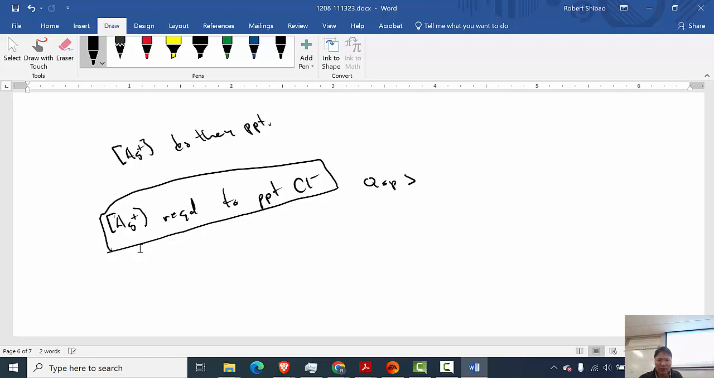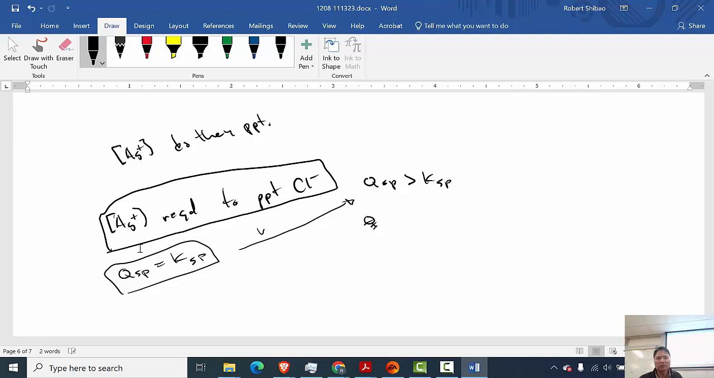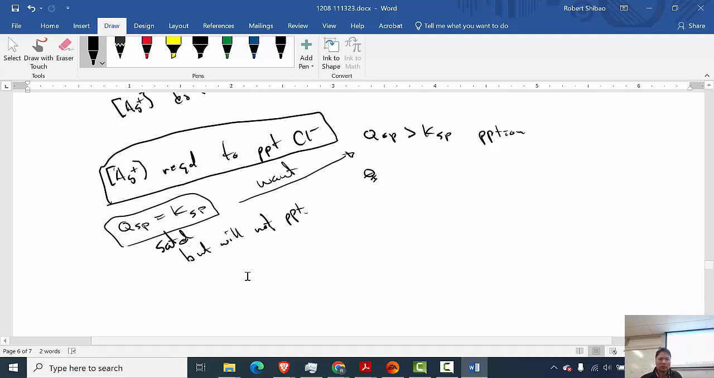So, in order to precipitate out chloride, we need QSP greater than KSP. And to figure out when that transitions, what the limit is, I'm going to calculate a QSP equal to KSP, and then go from there, because I want this for precipitation. So when the QSP is equal to KSP, we call that saturated, and that doesn't necessarily precipitate. So what we're going to do here is go ahead and write the KSP equation. Silver chloride goes to silver ions and chloride ions here.